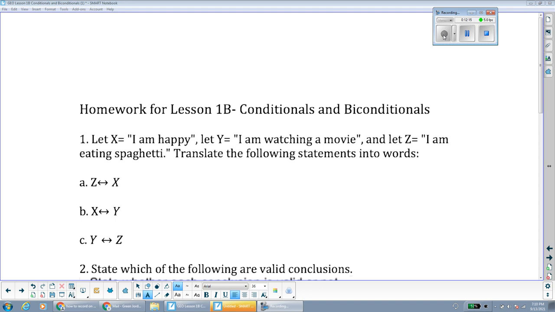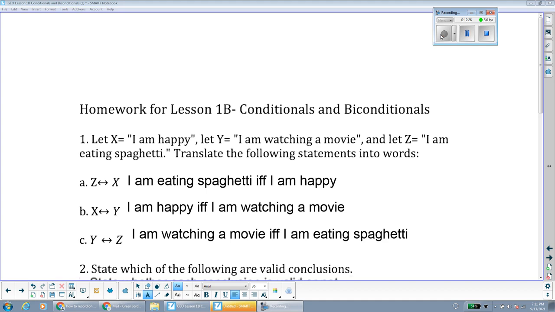You can pause the video here and try out number 1, A, B, and C, and I will share the answers with you. Remember to pause because the answers are going to display in a second. Here I have the answers to 1, A, B, and C. Remember that the double arrows are present here, so you're writing a biconditional statement for each one, and that's why I'm using the words if and only if instead of if then. If it was just a single arrow going in one direction, then we would use the words if then to write our statements.